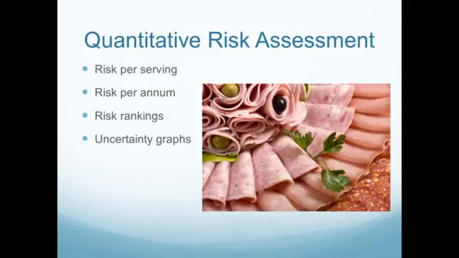So when we're looking at quantitative risk assessment, then we get numbers. These numbers indicate risk per serving or risk per annum, and this is critical because you're differentiating, a bit like the example of caviar versus deli meat. With caviar, we might have a high risk per serving, but the risk per annum is going to be very low because we don't eat caviar every day. Then we rank the risks, and we have what we call uncertainty curves, which enable us to establish the probability of a hazard.